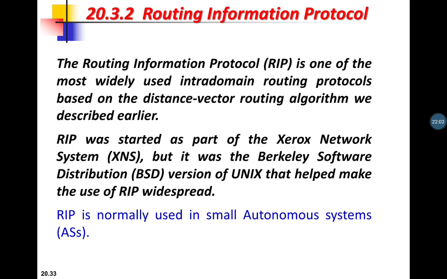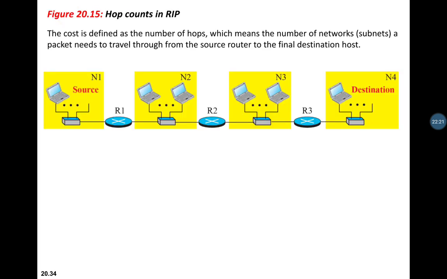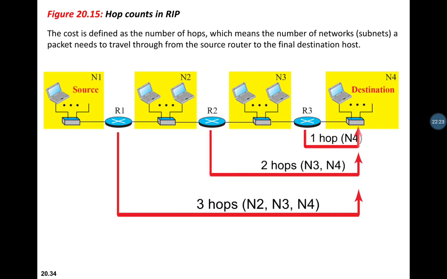So in the next class, we'll be studying about the routing information protocol. The routing information protocol is the most widely used. It is an intra-domain routing protocol which works based on the distance vector routing algorithm. It is normally used in small autonomous systems. So in the next class, we'll be going through it.